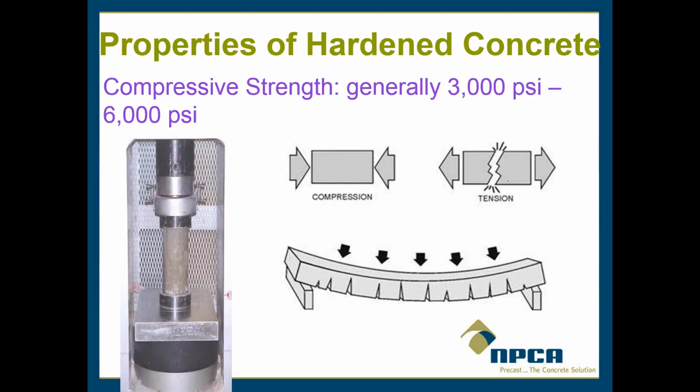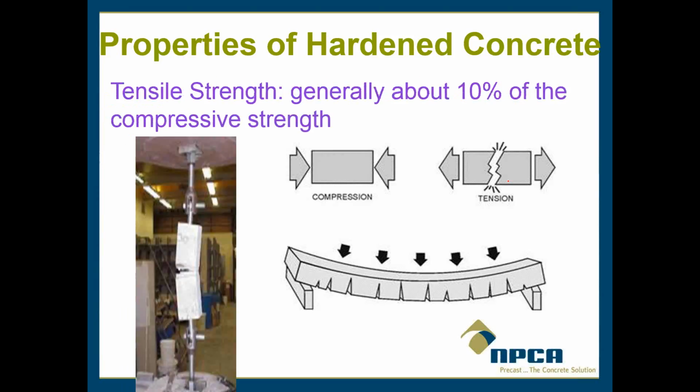Tension, on the other hand, concrete is very weak in tension, so when you're pulling it apart, it only has about 1/10 of its compressive strength. So if your concrete has a compressive strength of 6,000 psi, in tension, if you're pulling it apart, it can only withstand approximately 600 psi. So it's extremely weak in tension.